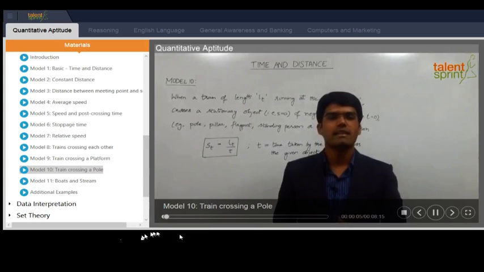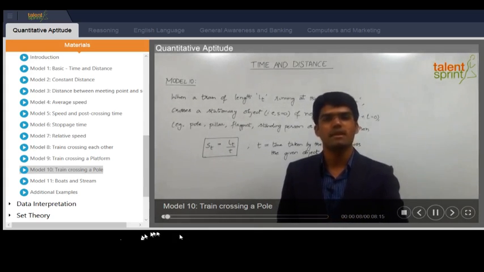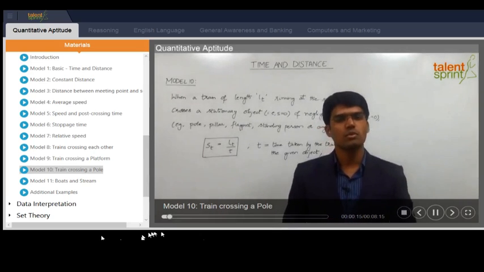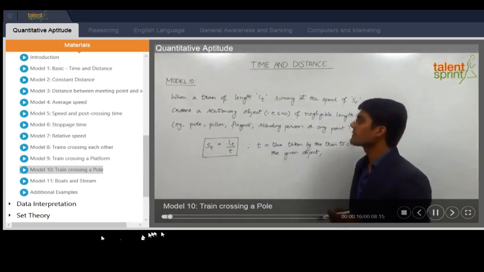Let us now take the next model from time and distance, where a train running at some speed has to cross a stationary object of negligible length. Let us first understand the equation to be used to solve these type of questions.